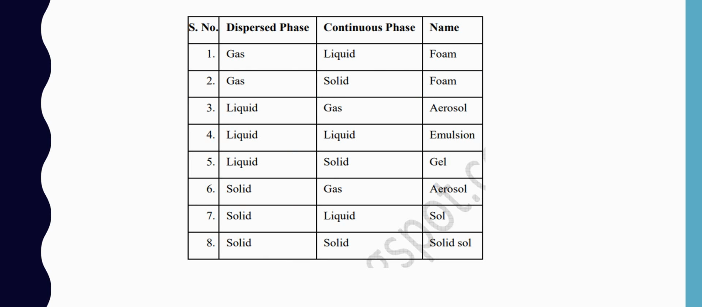Then again this is in tabular form. If the dispersed phase is gas and the continuous phase is liquid, meaning gas in liquid, we call it a foam. Gas in solid, we call it a foam. Liquid in gas, we call it an aerosol. Liquid in liquid, we call it an emulsion. Liquid in solid, we call it a gel. Solid in gas, we call it an aerosol, solid in liquid a solution, and solid in solid a solid solution or solid mixture.